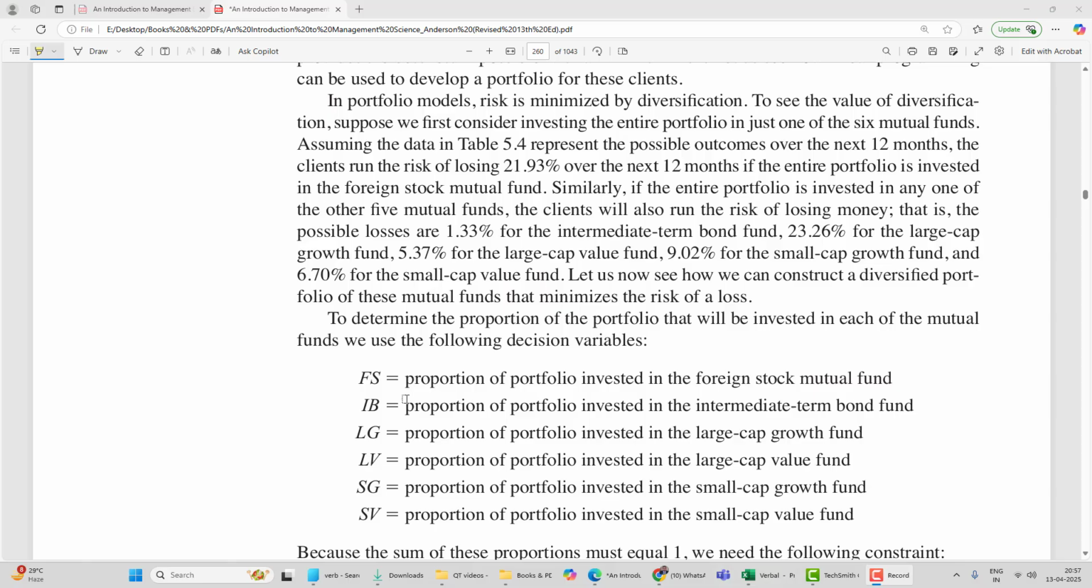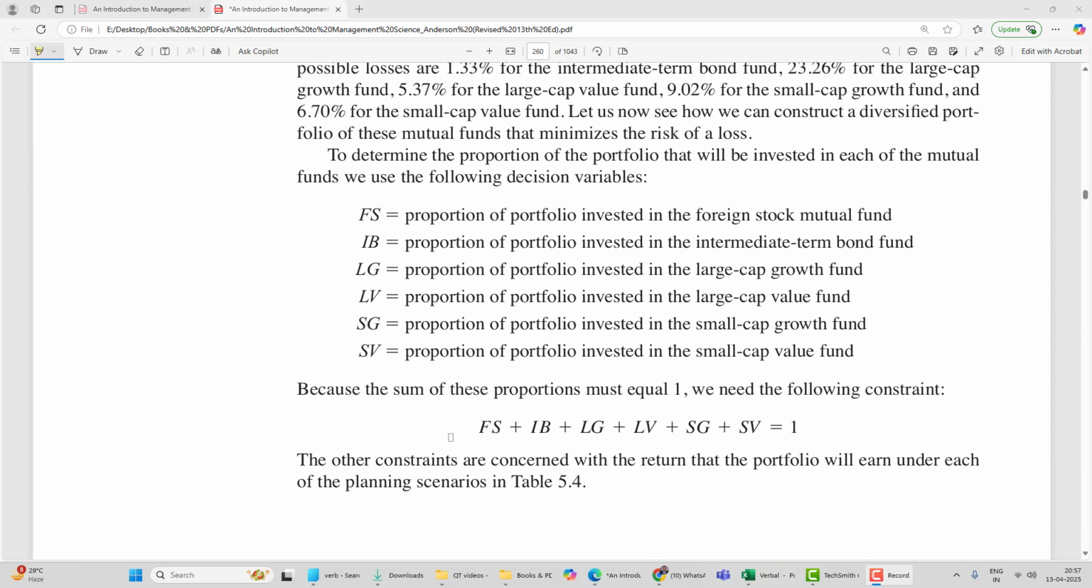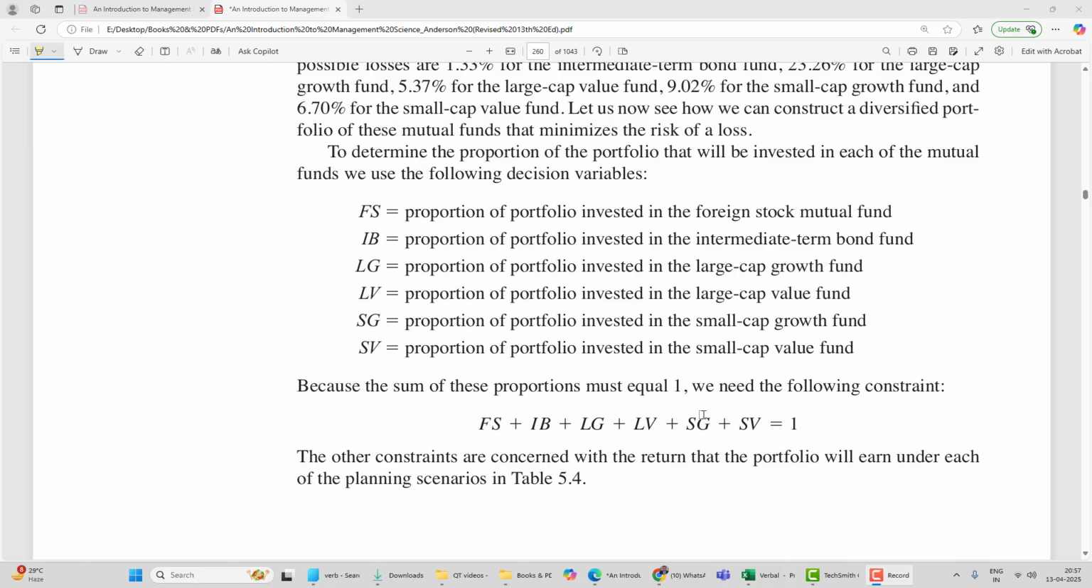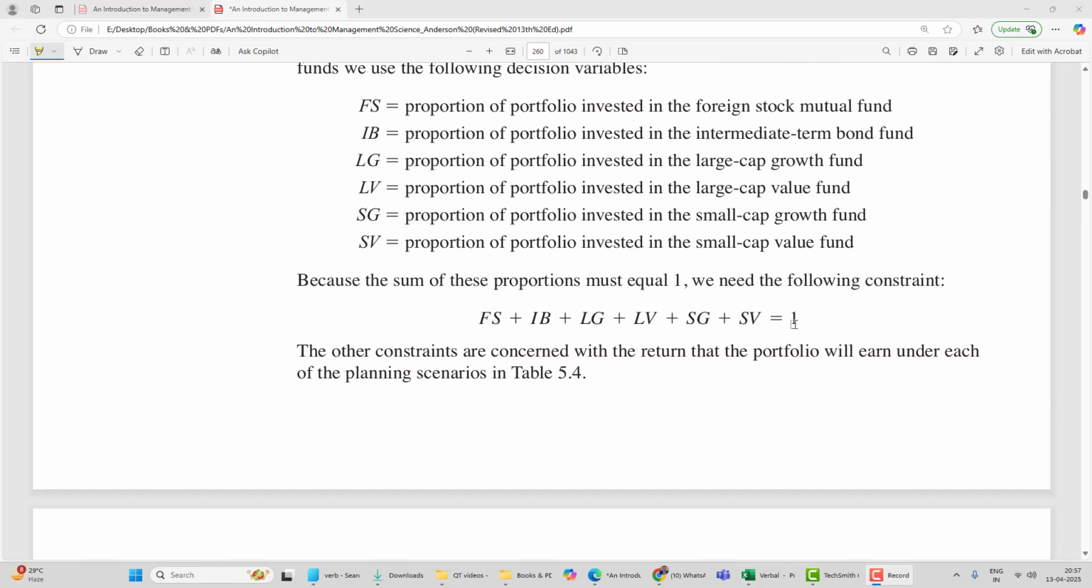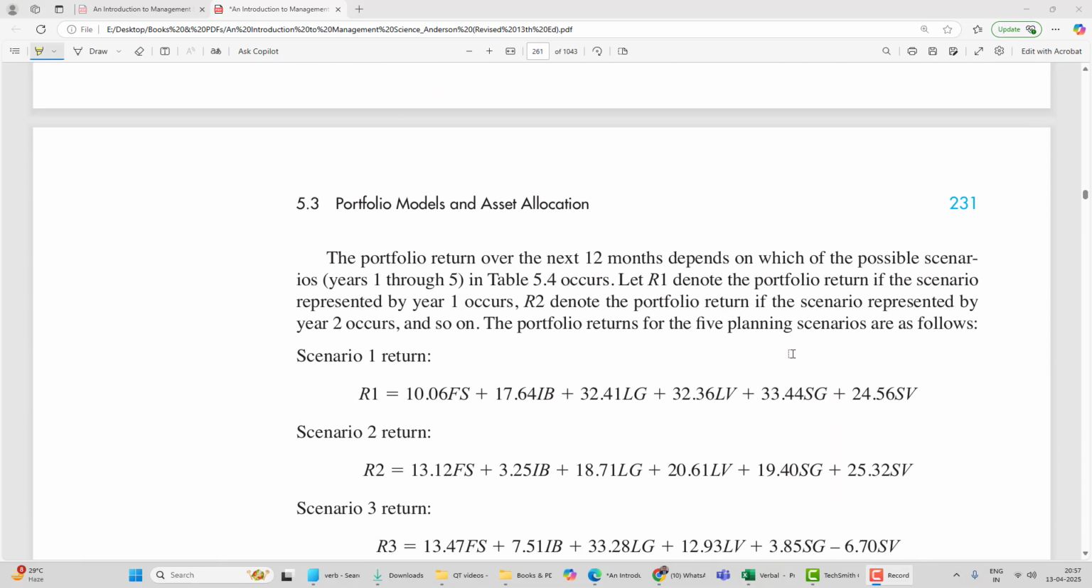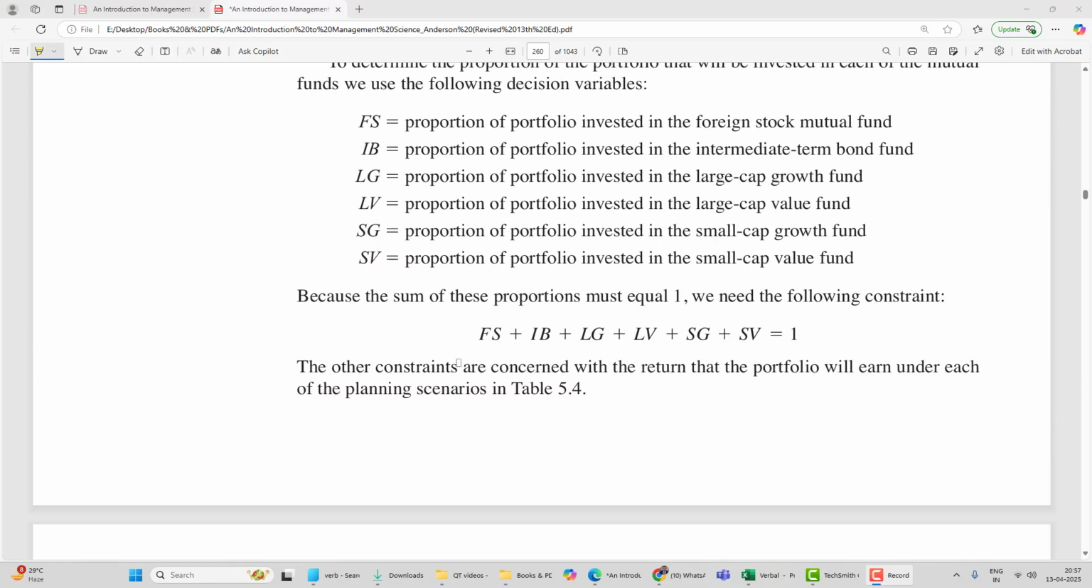So in this case, we will start with first declaring the variables. Let Fs be the proportion of portfolio invested in the foreign stock mutual fund. Let IB be the proportion of portfolio invested in the intermediate term bond fund, and so on. Because these are all proportions, they must add up to 1, because the entire amount which the customer has must be invested into the various mutual funds. So that is why all this will be adding to 1.